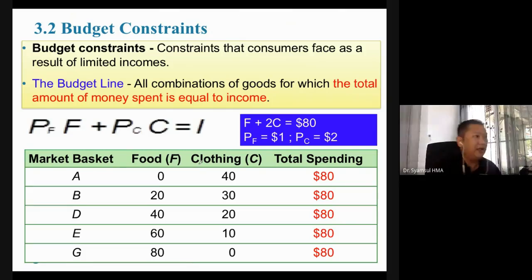Now we have a basket. With your budget, in this example, your budget is 80 because we have F plus 2C. The example here is the price of food is $1 and clothes is $2, right? Your budget is only $80. So you spend all your income on these 2 products. With this, you have combinations A, B, C, D, E. For example, A: no food, only buy clothes, right?